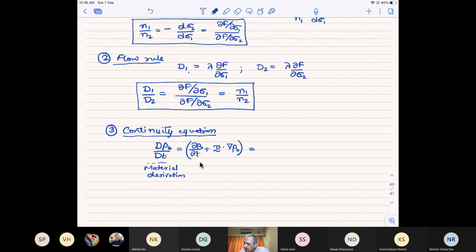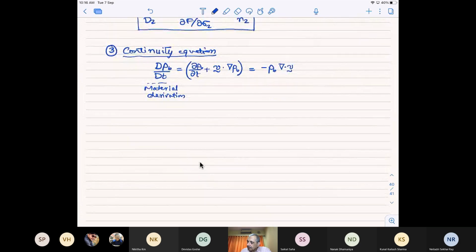And this is just equal to minus rho b divergence of v. So this is the equation we want to use, that the rate of change of density is just minus rho b times divergence of v. Now, one of the things that we can write down is that divergence of v is just equal to trace of D. So this is an identity and I'll show you that it's true. So now we can relate divergence of v to the rate of deformation tensor.